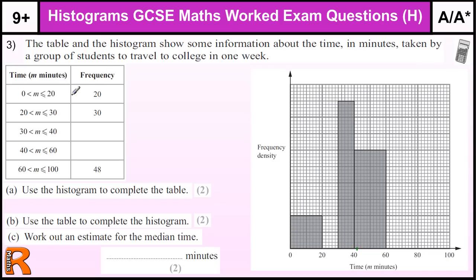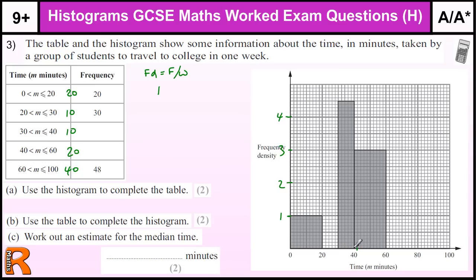So the only thing we've got full information for is this first group, 0 to 20, which has a width of 20. In fact, we could just fill in all the widths. So we've got 20, 10, 10, 20 and 40. So this group should have a frequency density equal to the frequency divided by the width, which is 20 divided by 20, which is 1. So that bar there is at a frequency density of 1. So 10 squares up is 1, that's going to be 2, that's going to be 3, that's going to be 4.